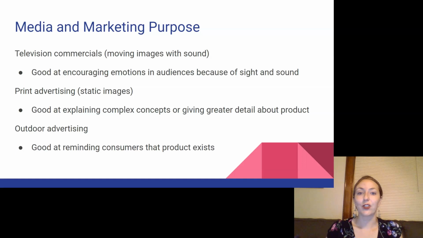So television commercials, moving images with sound, which you might get on TV or you might get on your phone, are good at encouraging emotions because there's sight and sound and a story, and it reminds us of the experience of going to the movies or watching a show. Print advertising you can think of more like these static images, and these are good at explaining complex concepts or giving more detail about a product. But I think you're all also aware of tutorial ads, and those are things that you might see again digitally. Then there's outdoor advertising like billboards, and these are good for keeping things front of mind.